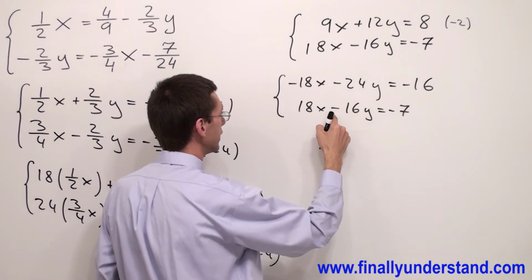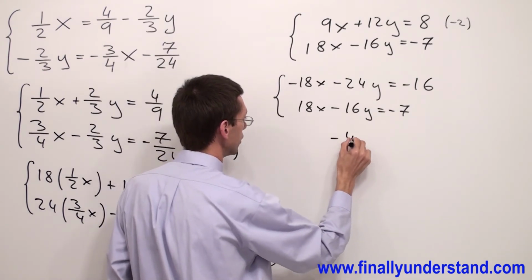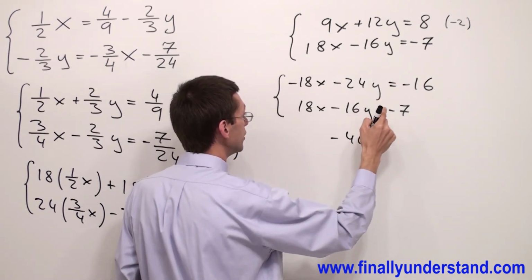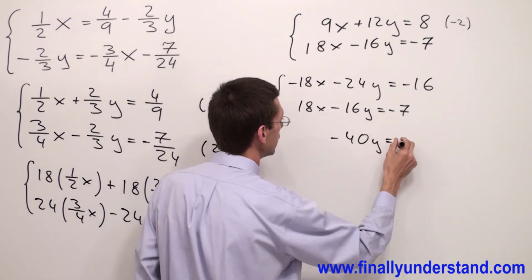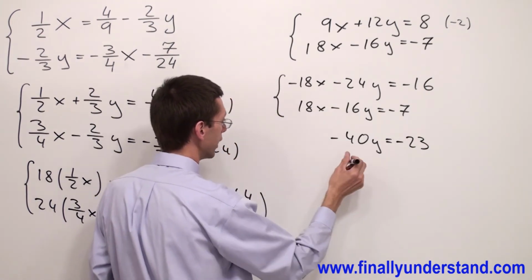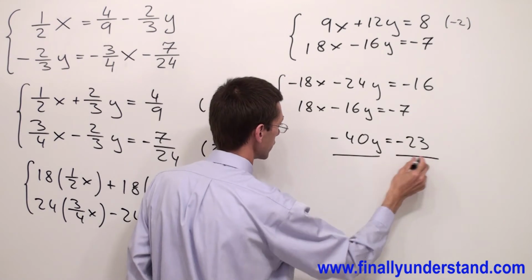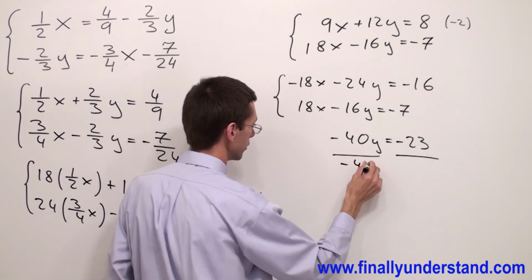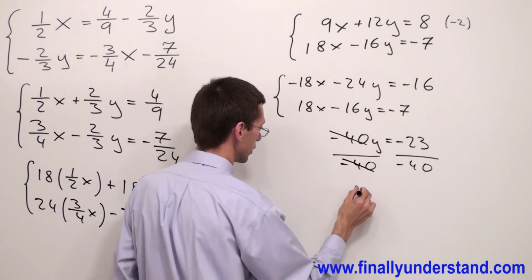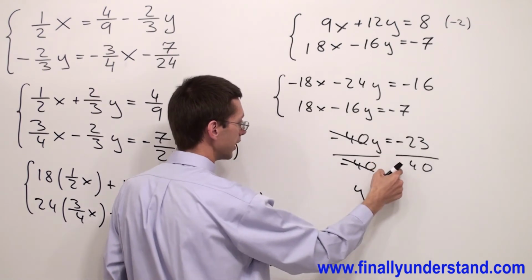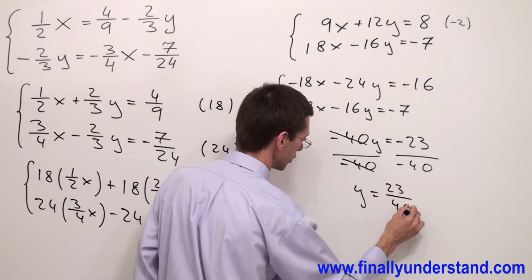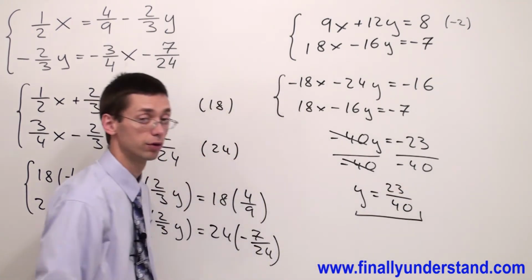-24y plus -16y is equal to -40y. -16 plus -7 is equal to -23. In order to find the value of y, you're supposed to divide both sides of the equation by whatever is multiplied by y. Divide by -40. -40 and -40 will cancel out, and you have y equals negative divided by negative gives you positive, and I have 23 over 40. This is my value of y.